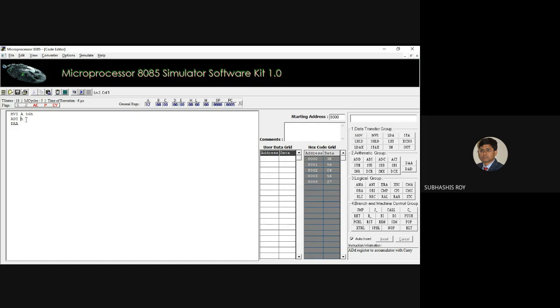Suppose you add 56 with 87. 7 plus 6 is 13, 8 plus 5 is 13, plus 1 is 14, so the result is 143. You just execute, and you are getting carry 1 and here you are getting 43. So this is the use of the DAA instruction. It is used for the addition operation, but it cannot be used for subtraction.